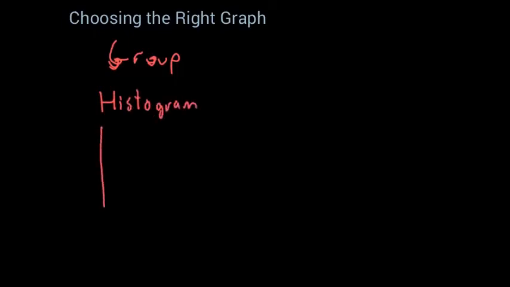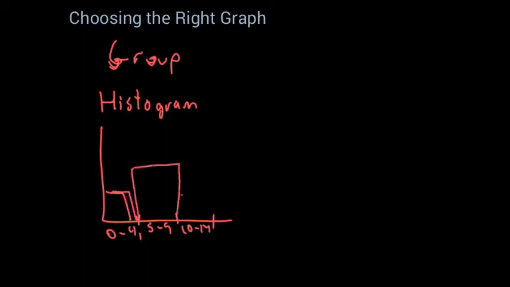Because what a histogram does, it creates intervals. So this could be 0 to 4, and then 5 to 9, 10 to 14, and then you'd have bars for each group. Another one that groups stuff is a box and whisker plot.